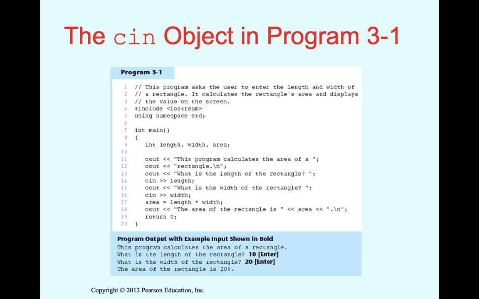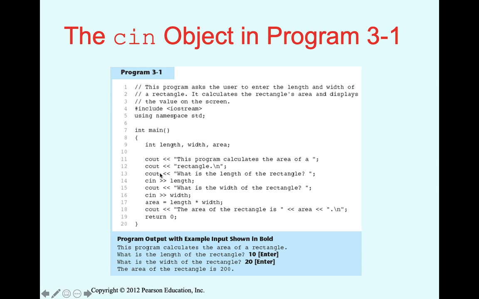Let's take examples. Again, we will include iostream for two reasons. One reason is because we want to use cout. Another reason is we want to use cin. So here is an example. We define three variables. We make output statements. This program calculates the area of a rectangle. And then we ask the user what is the length of the rectangle using cout. After that, we use cin and we use this directive operator on the other side.